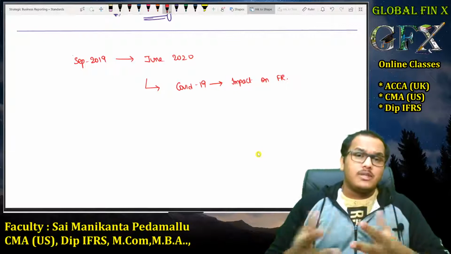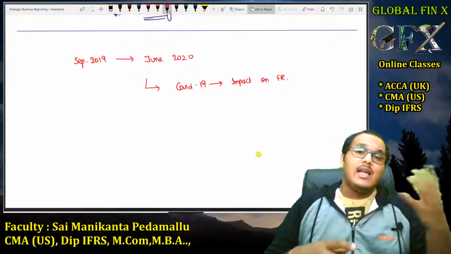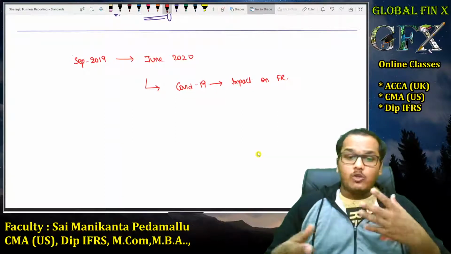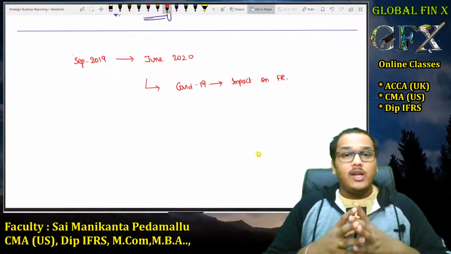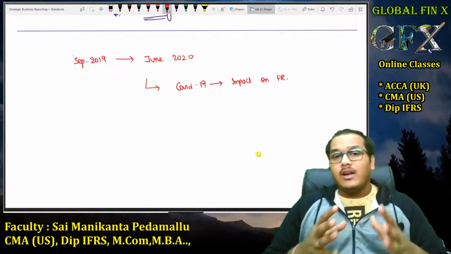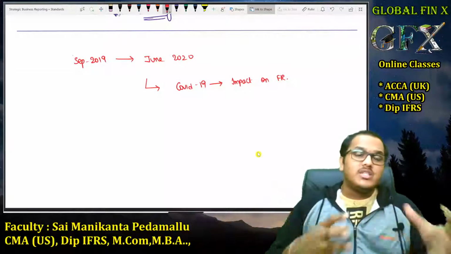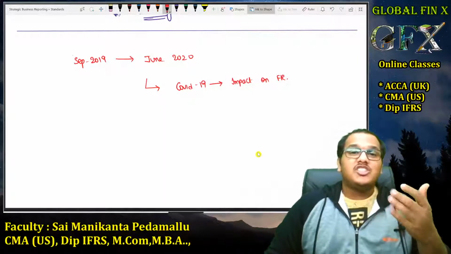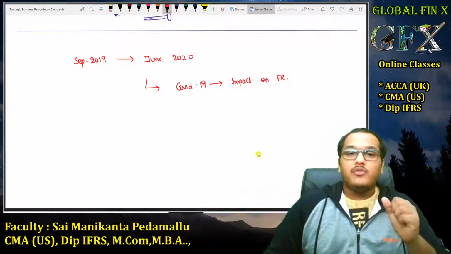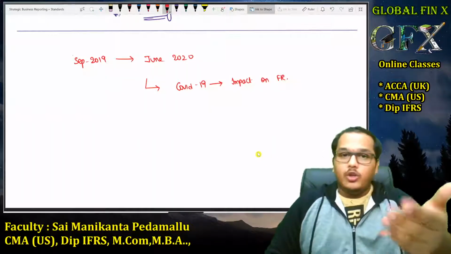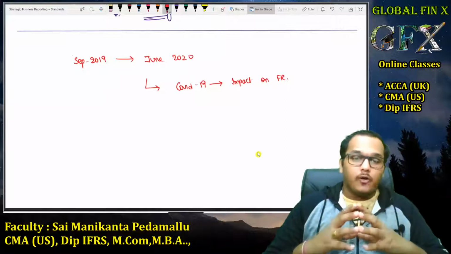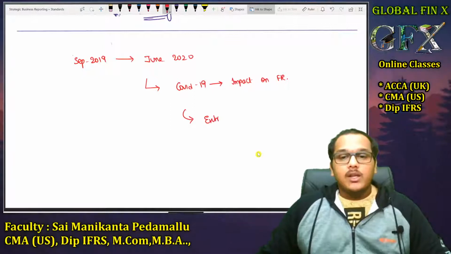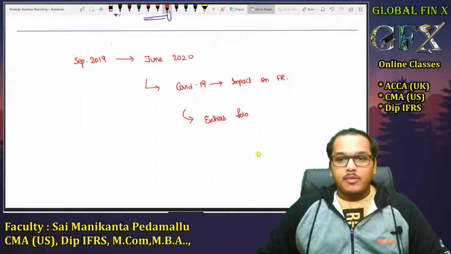IAS 36 impairments could be there in property, plant and equipment, IAS 16. There could be impairments of intangible assets. There could be revaluation for employee benefits under IAS 19. Right? There are so many areas of your syllabus which get affected by COVID-19. Fortunately or unfortunately for you guys, we have already shared resources for all the students who have already enrolled for SBR. Since you are already enrolled, you will be able to download it from the extras folder of your Google Drive.